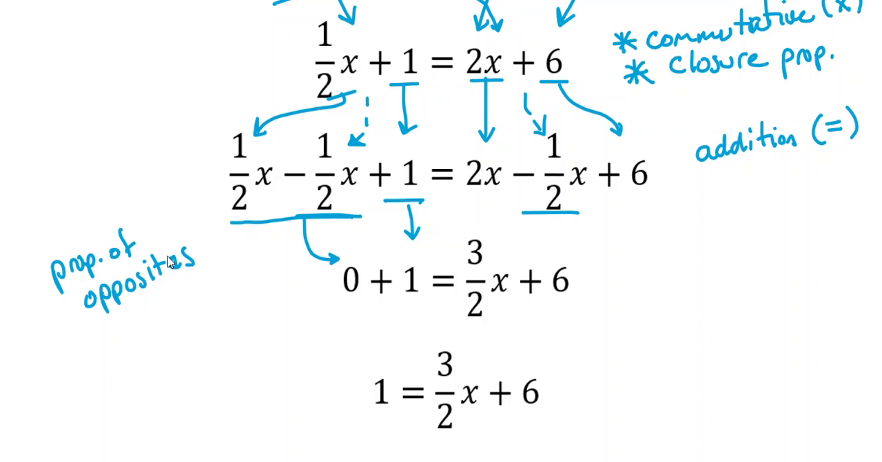The property of opposites says that if you take a number and add the opposite, or the negative version of that number, you get 0. And so 1 half x plus negative 1 half x is 0. On the left side, this one's a little bit more tricky. Now notice what we did is we combined 2x and negative 1 half x, and we put them together and got 3 halves x. Now, what property is that? Well, we can say the closure property if we want to.